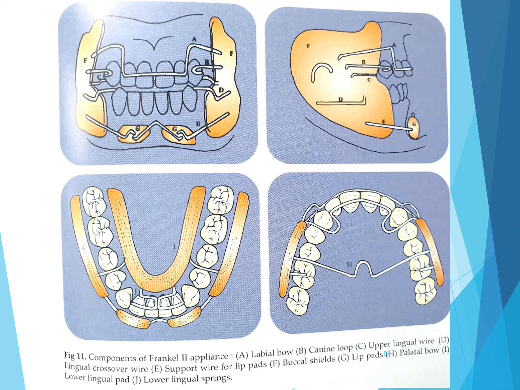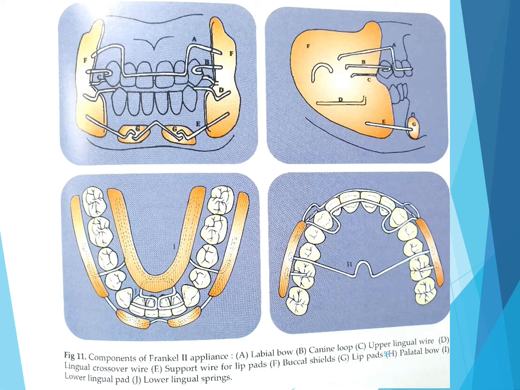And then secondly is the wire component. The first one is A, labial bow, which is the wire that extends from the buccal shield and then bends downward and lies on top of the incisal edge of the upper incisor. And then secondly is the canine loop. Canine loop extends from the buccal shield and then touches the canine labial area. In this figure, canine loop is labeled as B, and then C is the upper lingual wire.